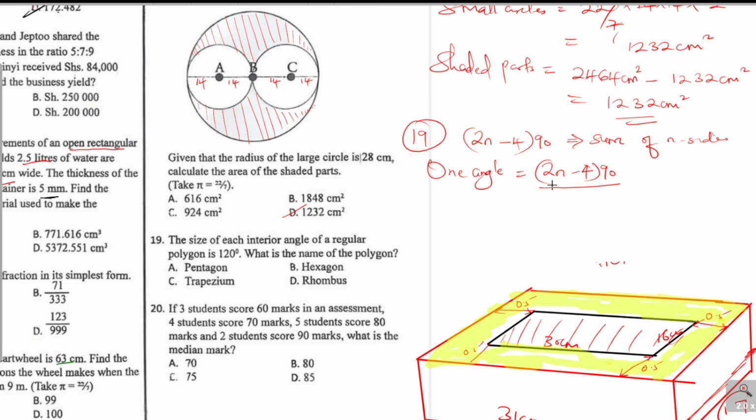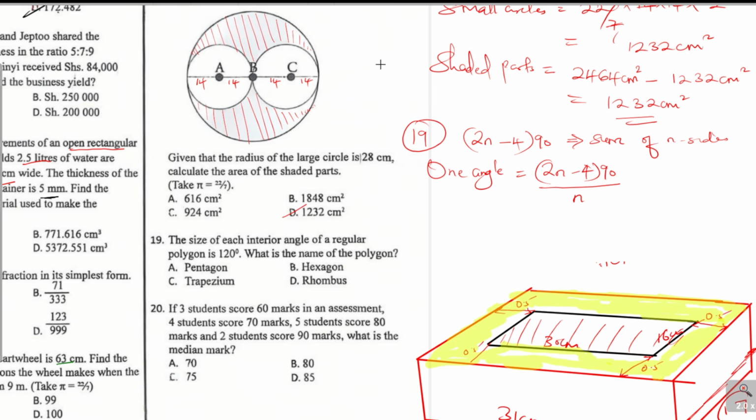The number of angles is equivalent to the number of sides. I'll give you an example. A triangle has 3 sides, so it also has 3 angles. A quadrilateral has 4 sides, so it has 4 angles. A pentagon has 5 sides, so it has 5 interior angles. So the number of sides, which is n, is equivalent to the number of angles.